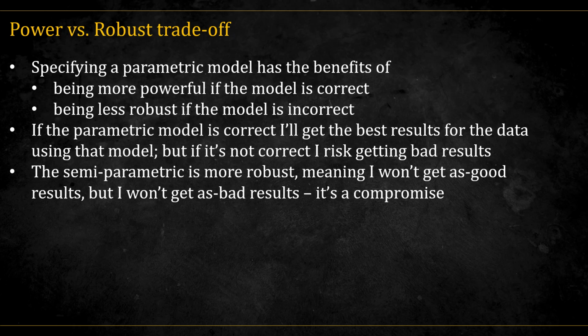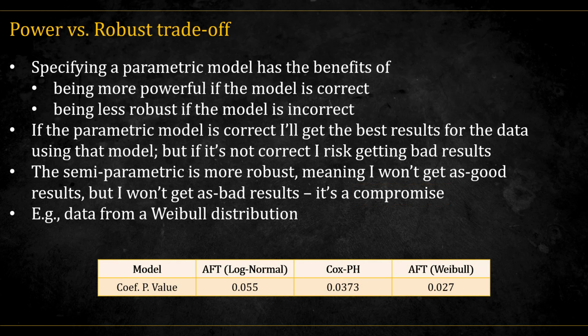A parametric model has the benefit of being more powerful. Power means estimating the parameter correctly, or knowing if it's significant or not, making fewer mistakes, etc. But this advantage only applies if the model is actually correct. If the model is incorrect, if it's misspecified, then we could be worse off than if we used a more robust method like a semi-parametric. A semi-parametric can be thought of as a compromise. We won't get as good results as a well-specified model, but we won't get as bad results as a misspecified model. Here you can see the results of an experiment I made.